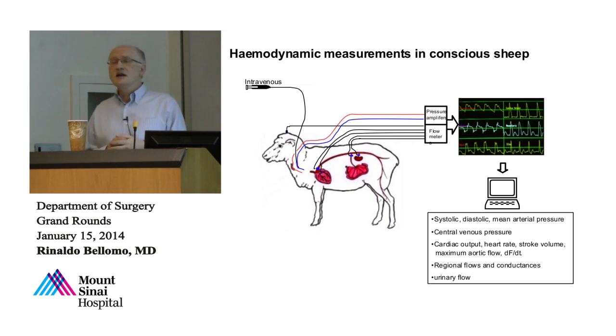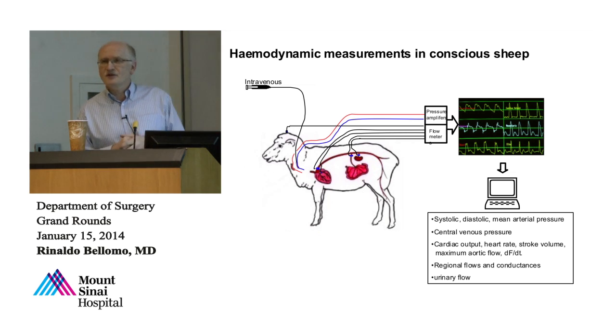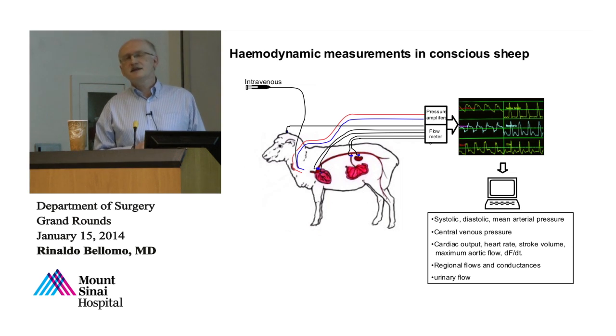In Australia, of course, we've got 110 million sheep and 25 million people. So the sheep is the favored large mammal for investigations. And this is a model that we have. This is a chronic implantation of flow probes. The animals have staged surgery.